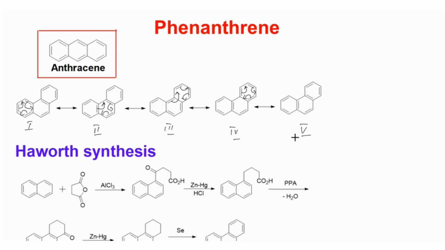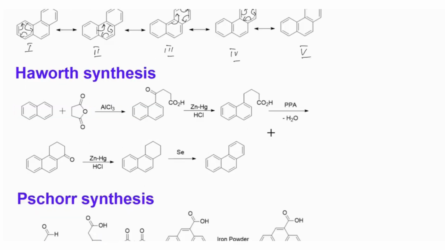Now next we move into the synthesis of phenanthrene. Already we learned the Haworth synthesis in naphthalene and anthracene. In the same way, here we take the starting materials naphthalene and succinic anhydride. You know that we also learned in naphthalene there are 2 unique positions, 1 and 2. So mainly it will substitute at the first position. Here the Friedel-Crafts acylation takes place and it substitutes at the first position.